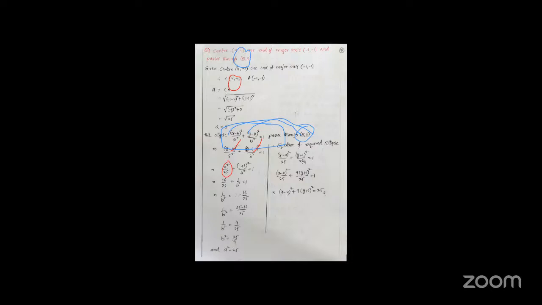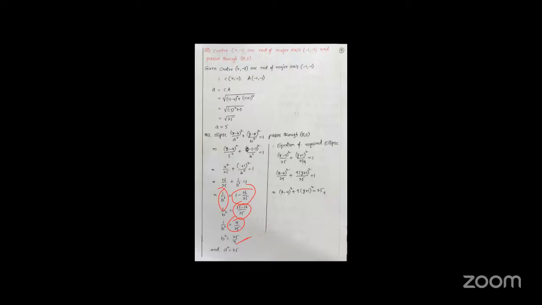A value we are getting 5, a square is 25, and 0 minus of minus 1, that is plus 1 square by b square. So that is 16 by 25 plus 1 by b square equal to 1. Therefore, 1 by b square equals 1 minus 16 by 25. Taking LCM, 25 minus 16 by 25, so 1 by b square equals 9 by 25. By reciprocal, we get b square equal to 25 by 9.